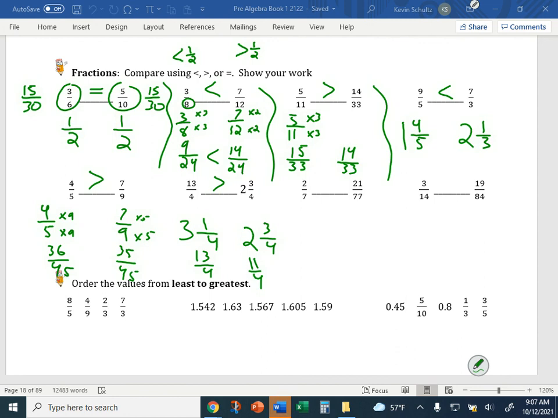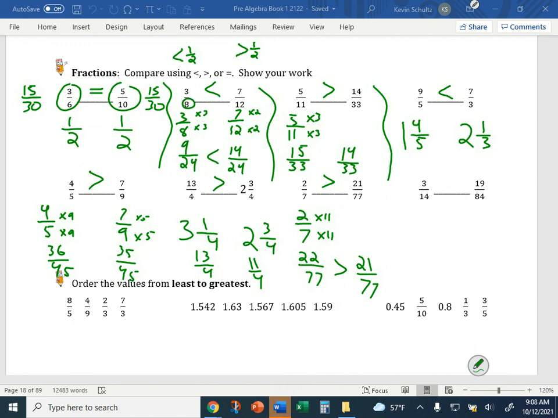2/7 and 21/77, Cade. Why? All right, so common denominators. Multiply by 11 to get that 77. And then this is already out of 77, and 22/77 is greater than 21/77.